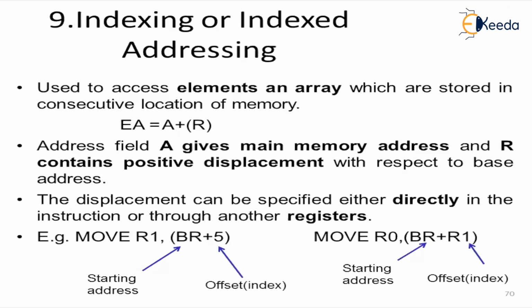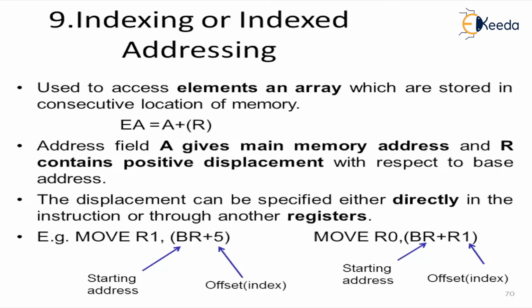The address field A gives the main location where the contents are stored in the main memory, and R gives the displacement with respect to the base address. So how much the components are moved from one location to another is called register indirect addressing with the help of R. The displacement address can be specified directly in the instruction or in the given registers.